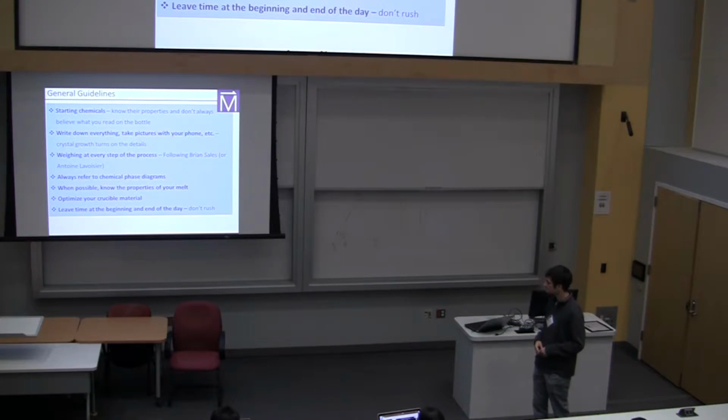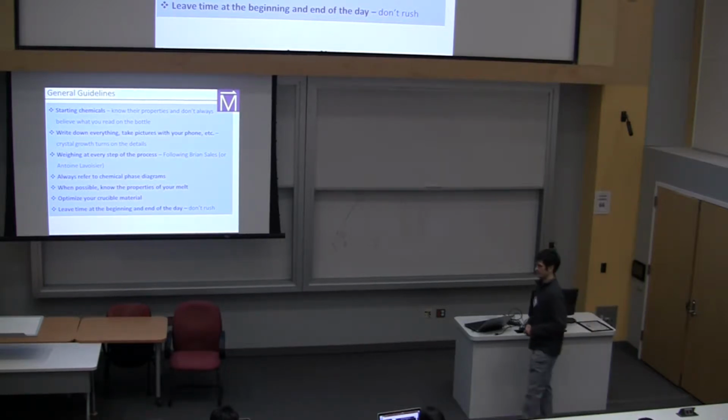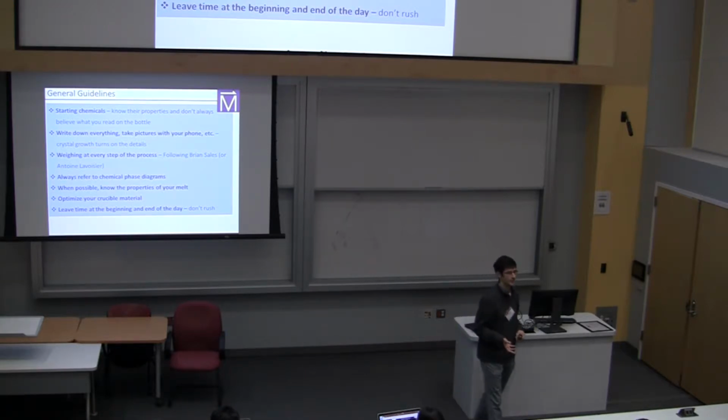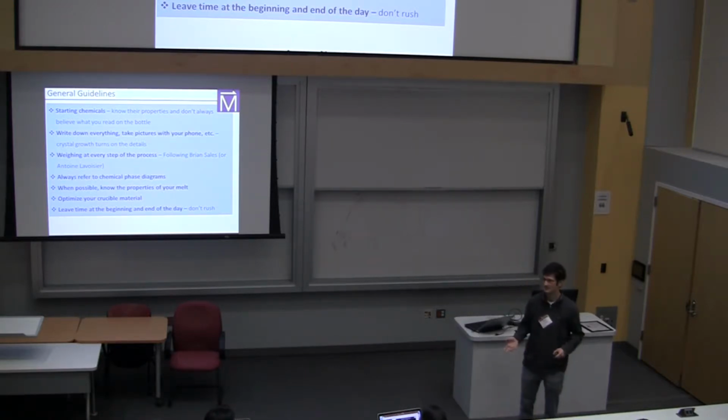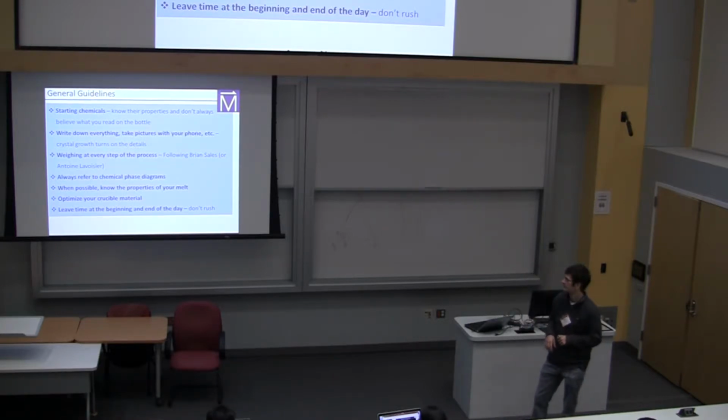Okay. I know yesterday you had a nice lecture on chemical phase diagrams. I think, always refer to your chemical phase diagrams before you start a growth. I've done many growths where I was hasty and I threw something into a flux and I assumed it would dissolve and it didn't, right? That's a waste of time and money, so don't do that. When possible, know the properties of your melt. Different melts sort of behave in different ways. They may creep over crucibles, they may attack crucibles, things like that. I'll come back to that a little bit later.